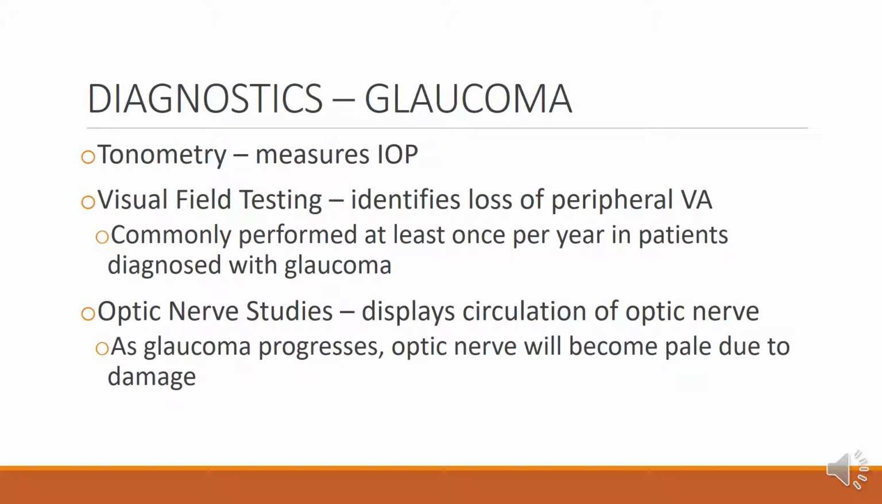For diagnostic tests, we're going to look at tonometry, which again measures the intraocular pressure because that's going to be increased with this process. Visual field testing, this is going to identify their loss of peripheral vision. Normally it's performed at least once a year in patients that are diagnosed with glaucoma. That way they can closely monitor if they have any loss of peripheral vision. And optic nerve studies. This displays circulation of the optic nerve. And as glaucoma progresses, it's going to become pale due to the damage.